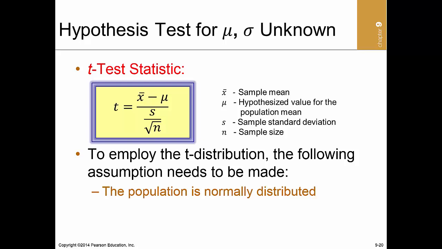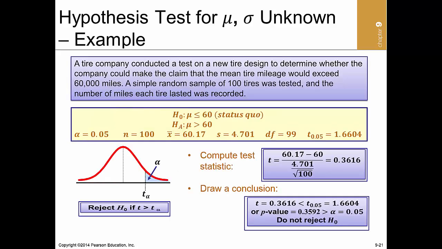So here we have a tire company conducting a test on new tires. We talked about this earlier. The mean tire mileage would exceed 60,000 miles. That's what they're claiming. So they took a simple random sample of 100 tires and tested those. X bar came out to be 60.17 and a sample standard deviation of 4.701. Alpha is set at 0.05, and with n at 100, that means our degrees of freedom is 99.